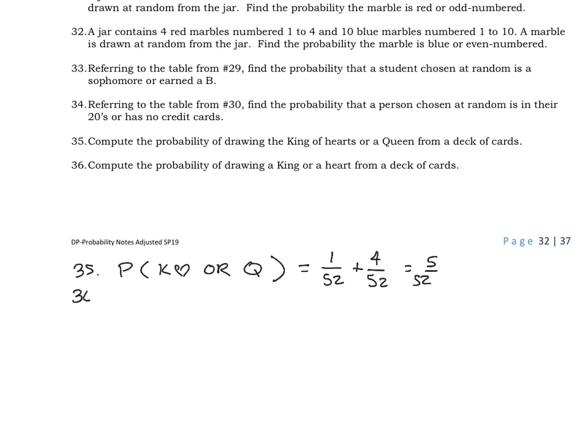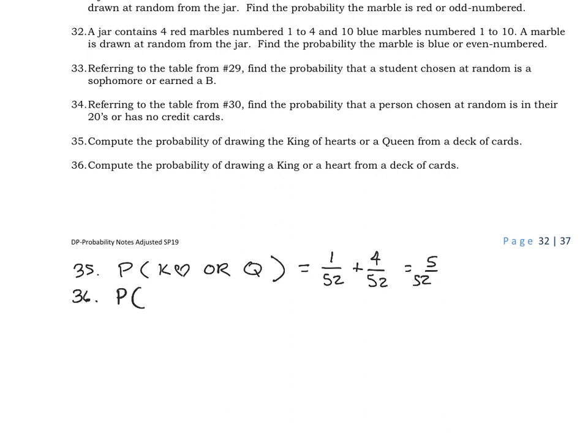Okay, 36, compute the probability of drawing a king or a heart from the deck of cards. Now these are not mutually exclusive because there is a card that is the king of hearts that is both a king and a heart.